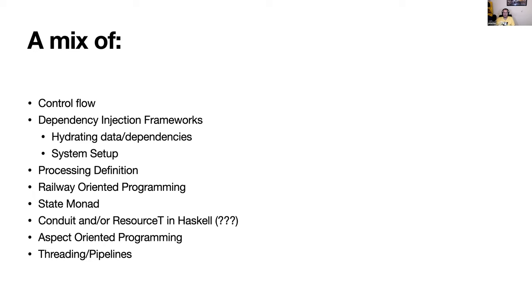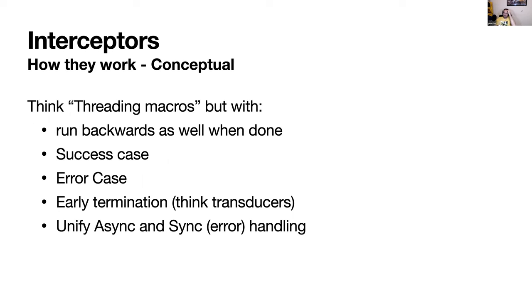And then our threading and pipeline values. Again, we're all familiar with pipelines and threads and composition, so it's kind of like that. So conceptually, how do they work? They're threading macros, but instead of just running forward through the pipe operator, they also turn around and run backwards. Once you get to the end of the pipe, through your enter chain, it will turn around and run through your leave chain or your error chain and let you have things that run backwards to handle the success case and the error case, and clean up your resources as well. So you open up a database. You can have an interceptor that manages your database connections. You can have that, and it gets turned around.